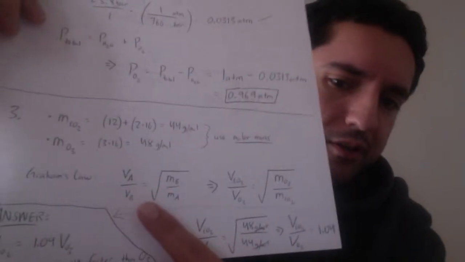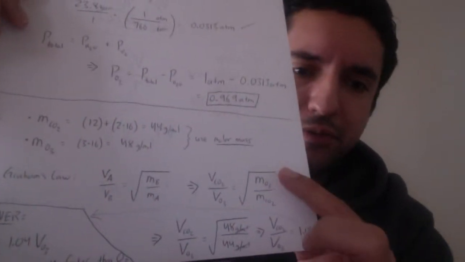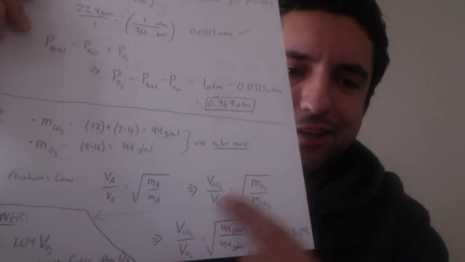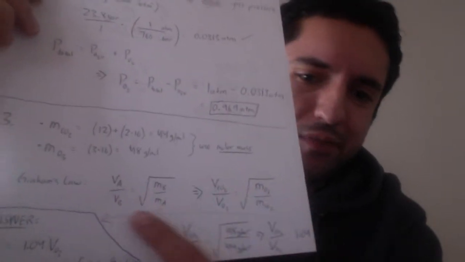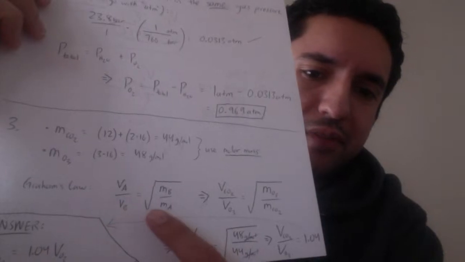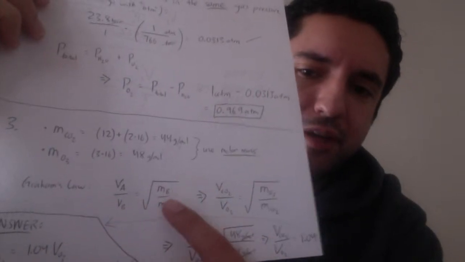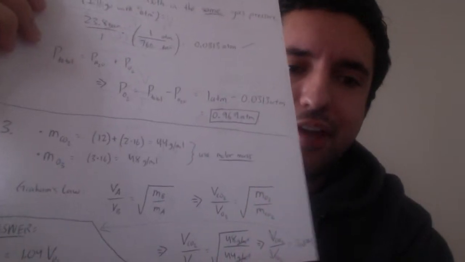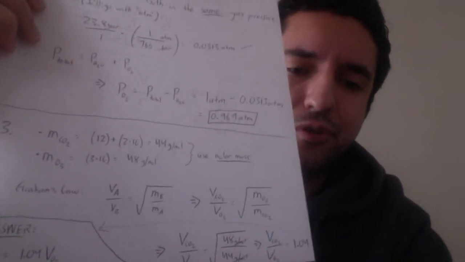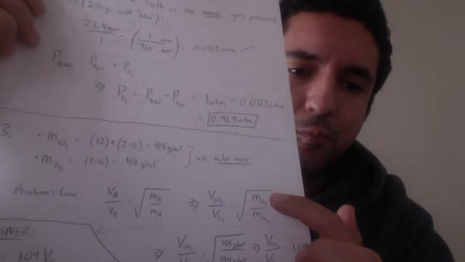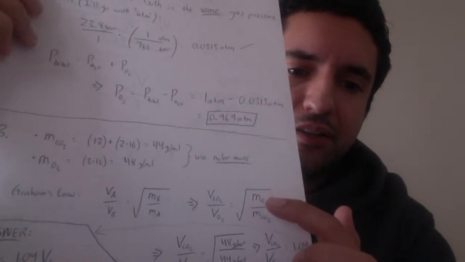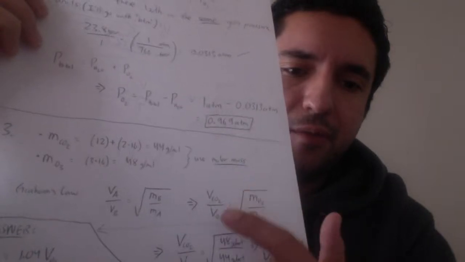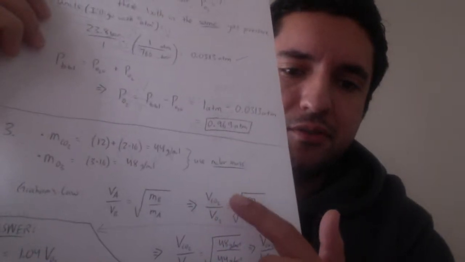So here's Graham's law. I put the mass of ozone in the numerator. That way the velocity of ozone would be down here, because they're not going to be exactly the same. It's VA over VB is equal to the square root of MB over MA. So basically, I knew that the heavier substance would have to be slower, and so I put ozone up here and CO2 down there. That way ozone would have a velocity down here, and CO2's velocity is going to be up here.